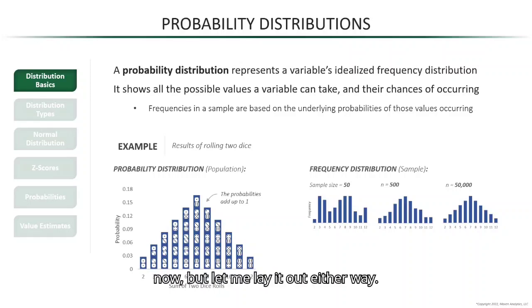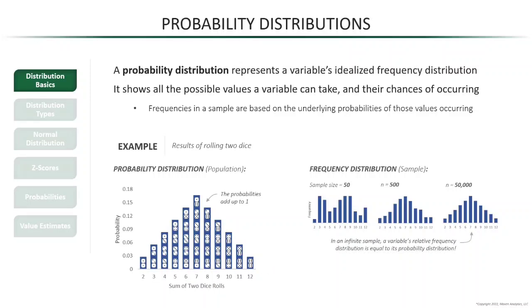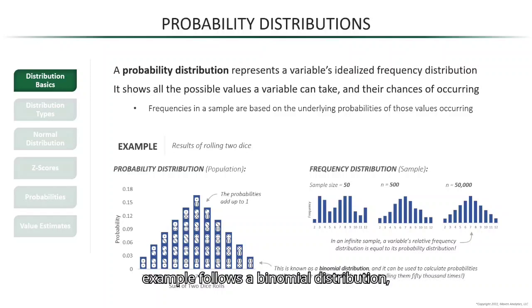I think you're getting the point now, but let me lay it out either way. In an infinite sample, a variable's relative frequency distribution is equal to its probability distribution. That's why I refer to it as an idealized frequency distribution. And that's an amazing discovery because it means that if you can identify that your sample follows a known probability distribution, then you can use it as a model for the entire population. This example follows a binomial distribution, and it can be used to calculate the probabilities on the outcome of rolling 2 dice without actually needing to roll them 50,000 times. So that's what we'll be attempting to do in this section.